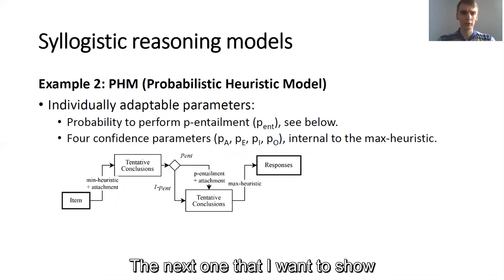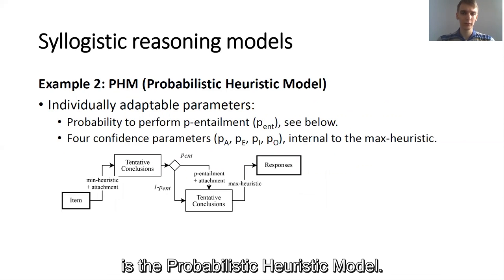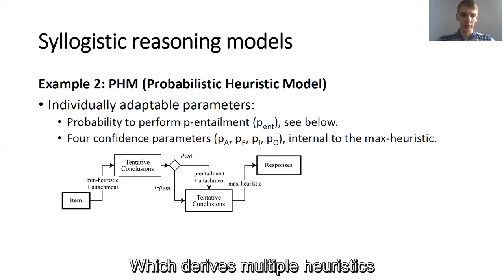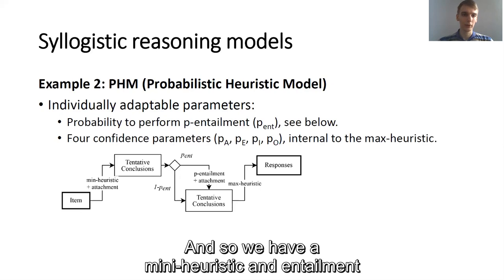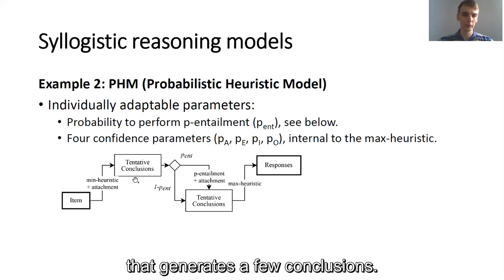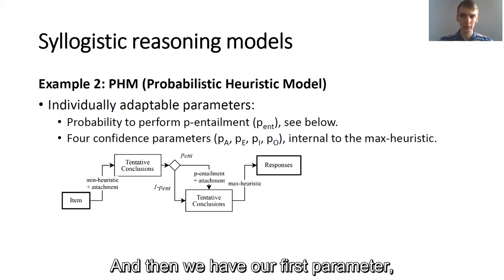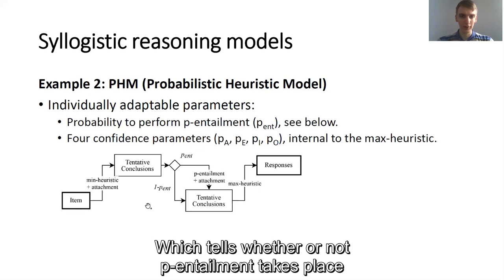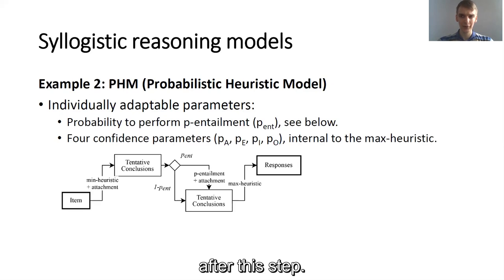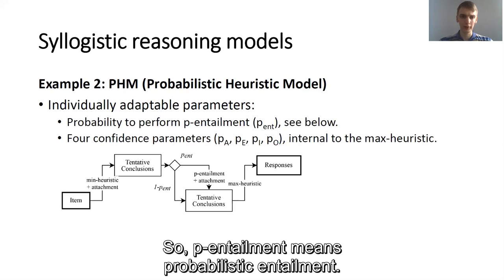The next one that I want to show is the probabilistic heuristic model, which derives multiple heuristics from a probabilistic reasoning approach. We have a min heuristic and attachment that generates a few conclusions, so it can be one or more. Then we have our first parameter, which is p-ent, which tells whether or not p-entailment takes place after this step. P-entailment means probabilistic entailment.